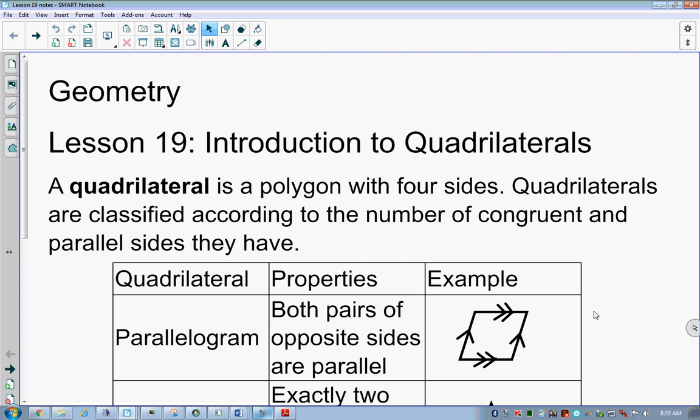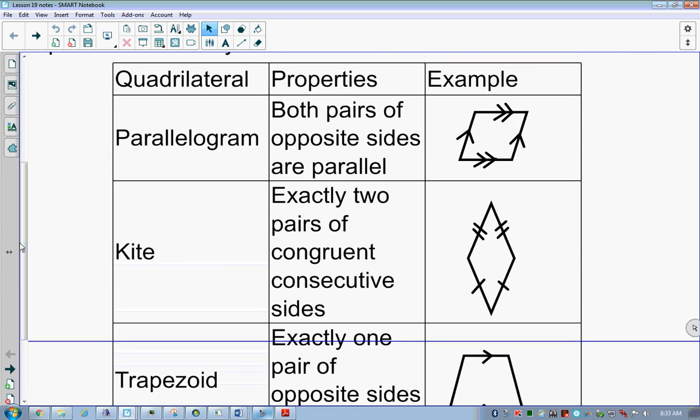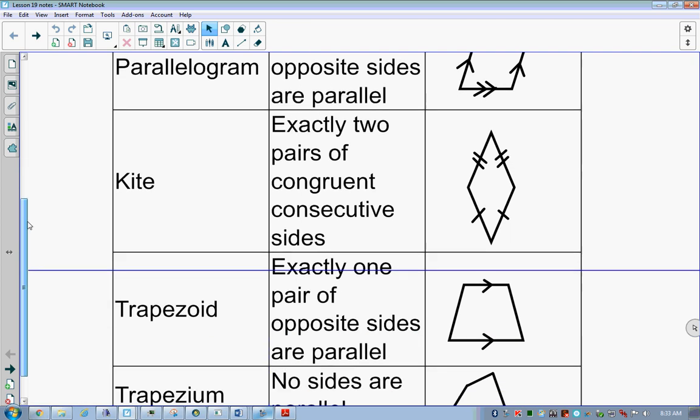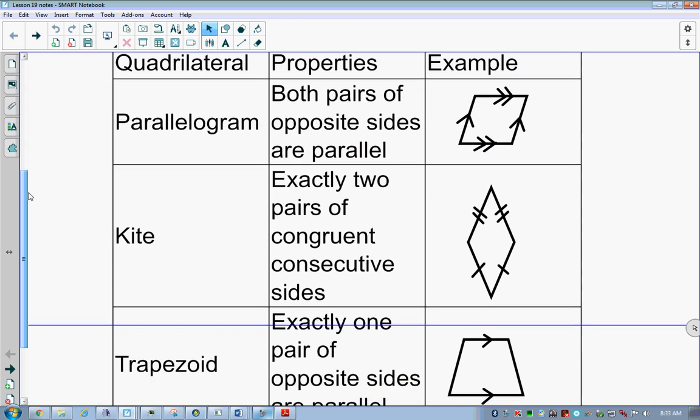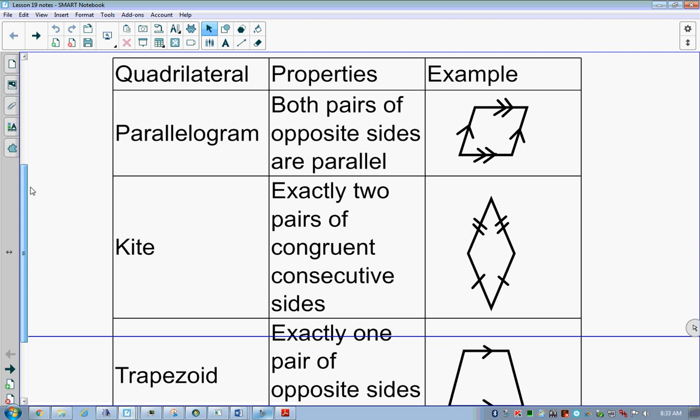They're not all rectangles, all right? And quadrilaterals hold a lot of different categories inside of them, okay? They can be classified according to the number of congruent and parallel sides that they have. I know it seems like maybe boring information. I can't really jazz it up too much more for you. So you have essentially four types of quadrilaterals, based upon the number of congruent and parallel sides.